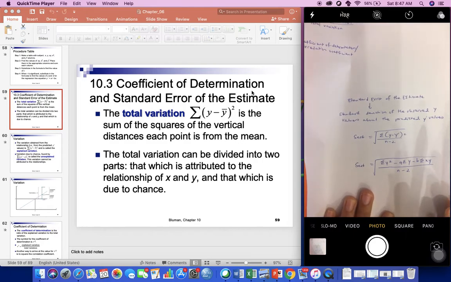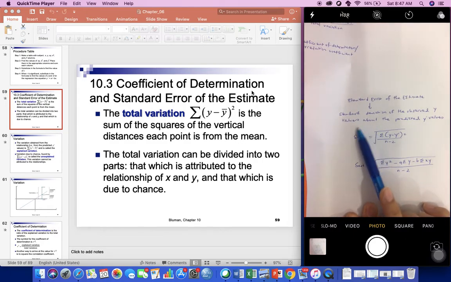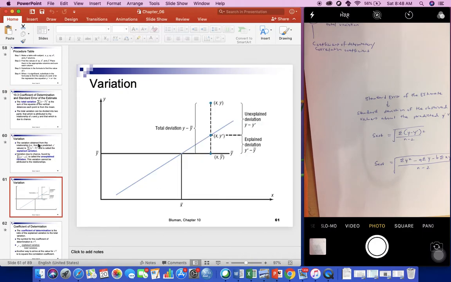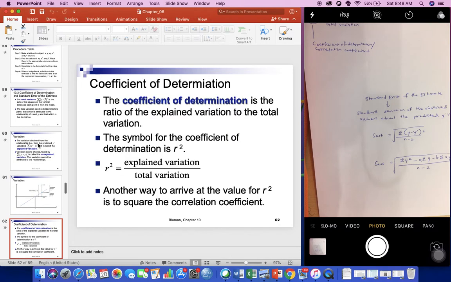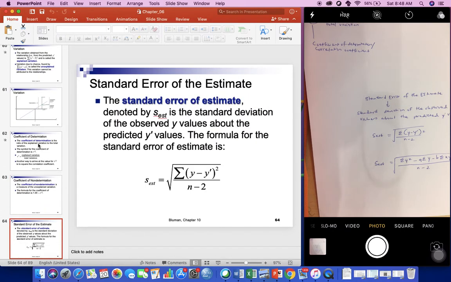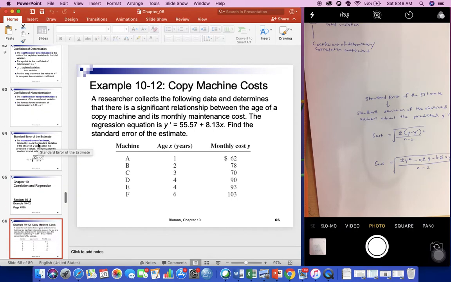Next is the standard error of estimate. Let's take a look at our slide. We have the total variation, this figure, the coefficient of determination, the coefficient of non-determination, and the standard error of estimate. Let's take a look at an example.